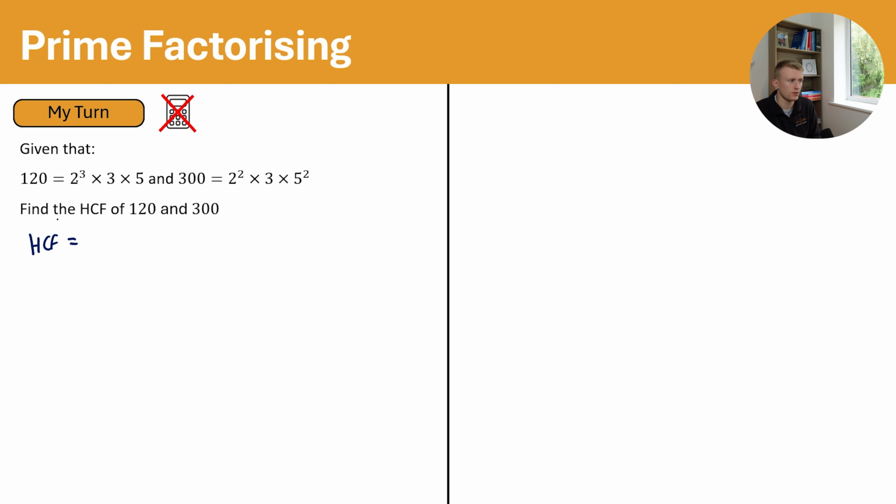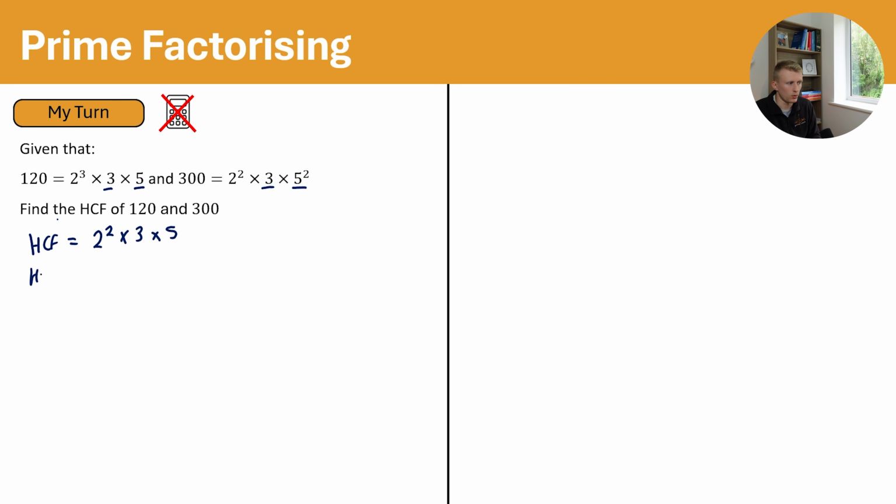Start by looking at our 2's. So 120 has 2 cubed and 300 has 2 squared. So what do they have in common? Well, they have 2 squared in common. We'll then look at the 3's. So 120 has one prime factor of 3 and so does 300. So they have a prime factor of 3 in common. And then if we look at the 5's, well, 120 has one 5 and 300 has two 5's. So they have one 5 in common.